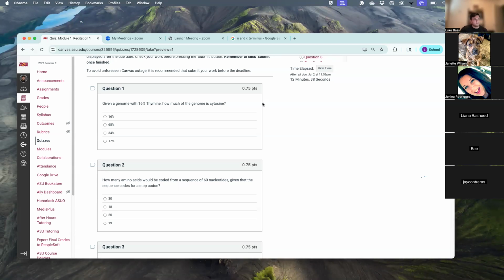So basically for all the experiments, know in detail what happens and why it happens. Yes. Especially the Hershey Chase and the Avery experiments as well. Cool, I think that's all I needed help with. Thank you so much.